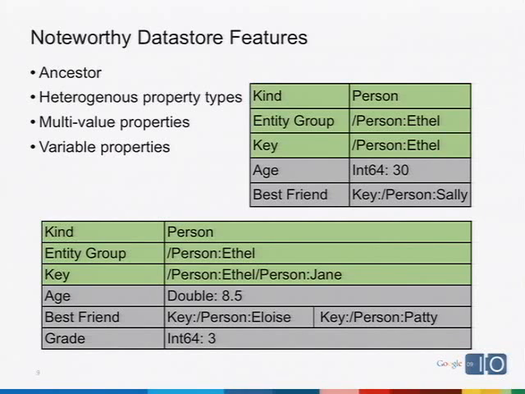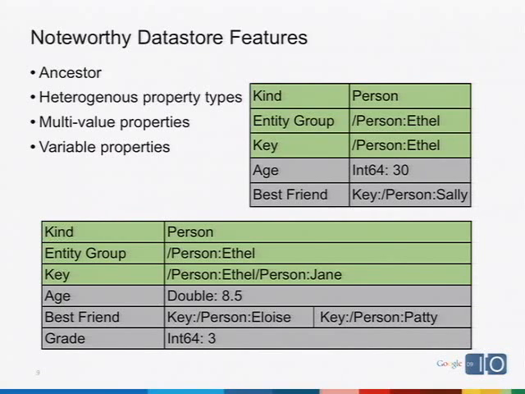This is therefore a child entity residing in the same entity group as Ethel. So that's how we see ancestors played out in the physical model. The data store also supports heterogeneous property types. On the Ethel entity, we can see that the type of the age property is an int64. Ethel is 30. But Jane here is a little bit younger and maybe likes to describe her age in terms of half years. So we can represent that as a double, right?